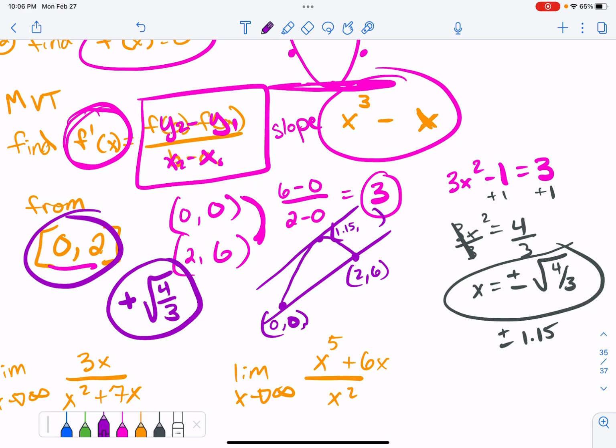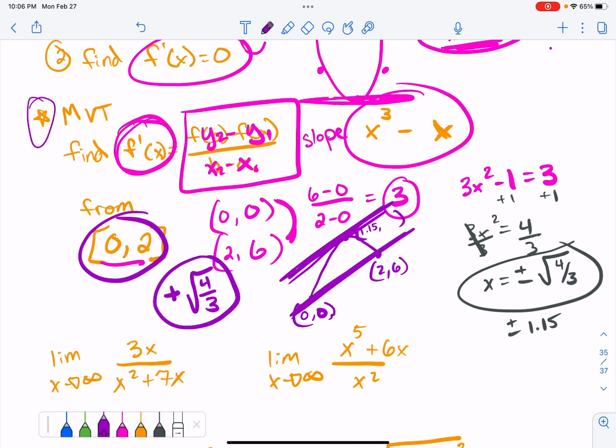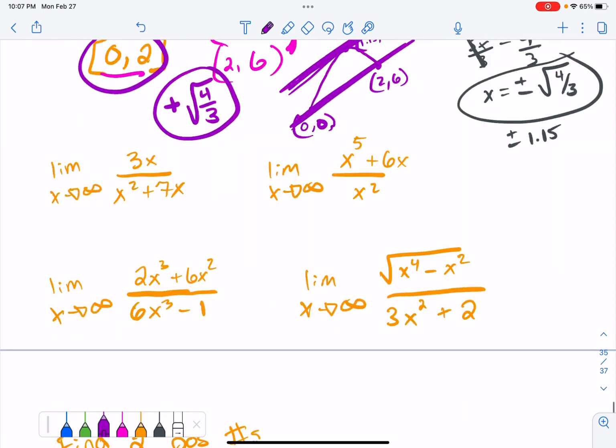Okay, so I know that the x-coordinate has to be the square root of 4/3 or 1.15, and that's going to have the same slope of the tangent line that has the same slope as that secant line. That's what it's called. Okay, so that's the mean value theorem. Study that over if you have any questions, because you will have one like that, I know for sure. And then we get to limits.